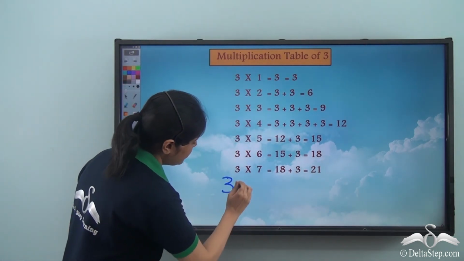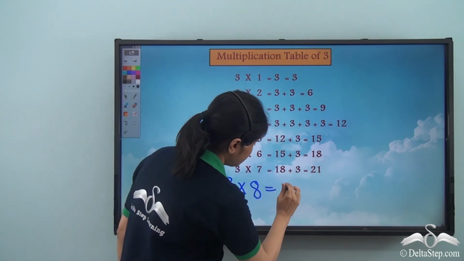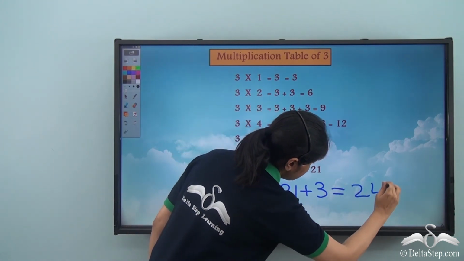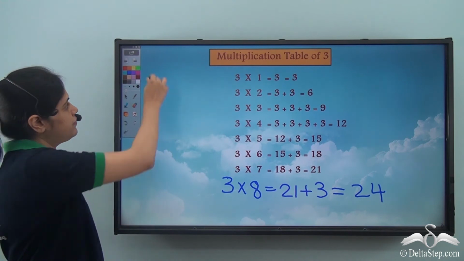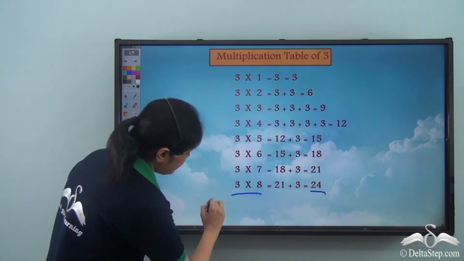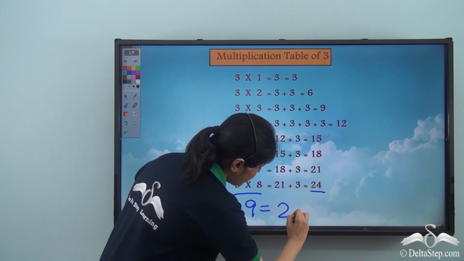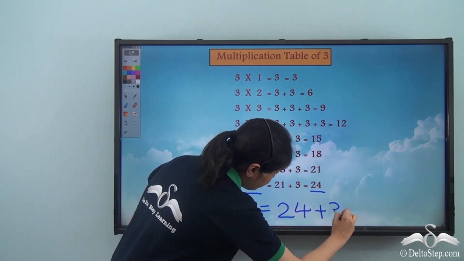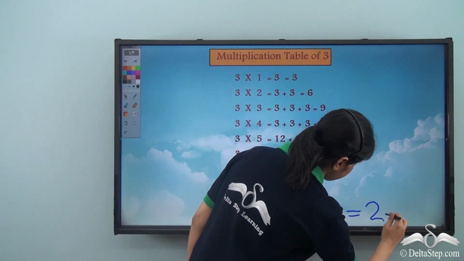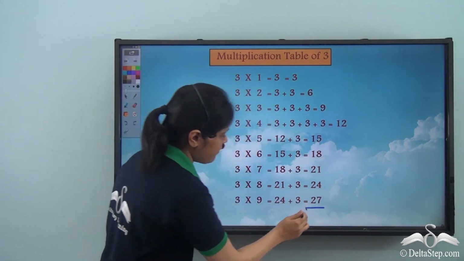Then I have 3 into, after 7 we have 8. 3 into 8 is 21 plus 3. 21 plus 3 is 24. So 3 into 8 is 24. Next is 3 into 9. 3 into 9 is 24 plus 3. And what is 24 plus 3? 27. So 3 into 9 is 27.